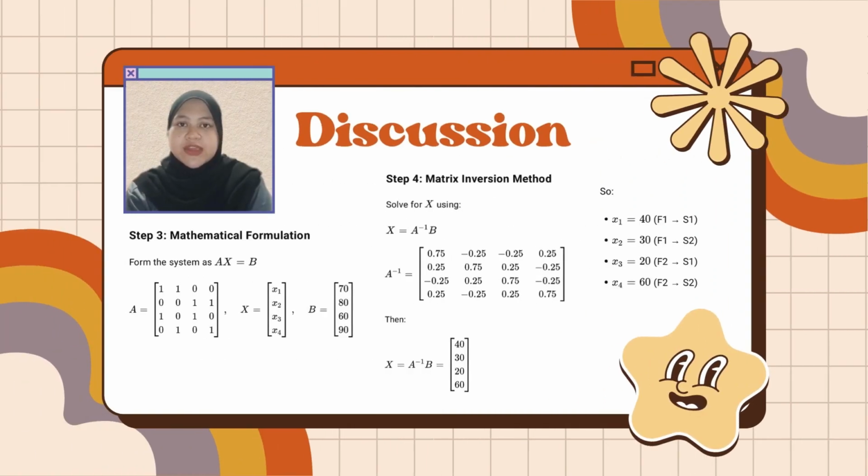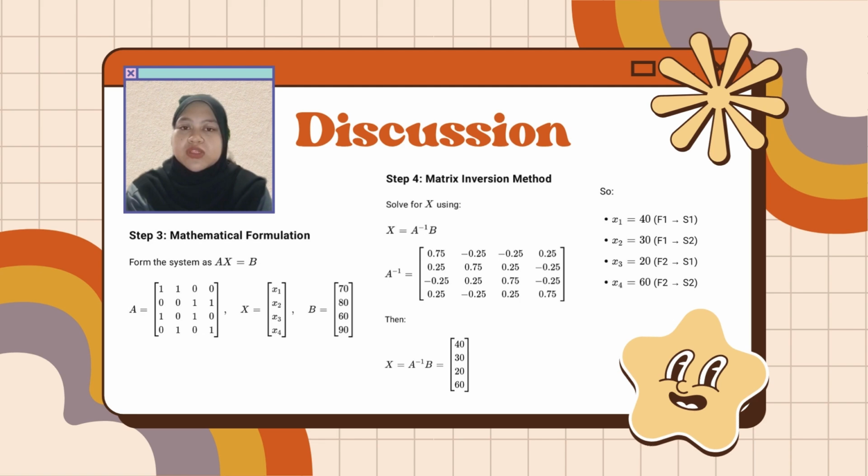Step 3. Create the linear system. We convert the constraints into a system of linear equations and represent it as a matrix equation, where matrix A represents the coefficients from the constraints, X is the vector of unknowns, and B is the supply and demand values. This sets up the problem for solving using matrix methods.